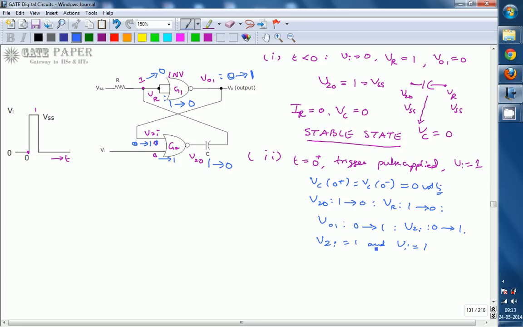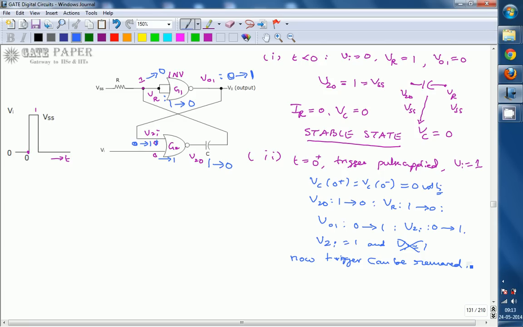So you can remove this trigger now. Even if you remove the trigger, no change is going to take place. The trigger can be removed whenever the 0 to 1 transition of V2I takes place, so that no effect is going to take place on the operation. Nothing will change even if you remove the trigger. So the trigger is only applied for a short duration.